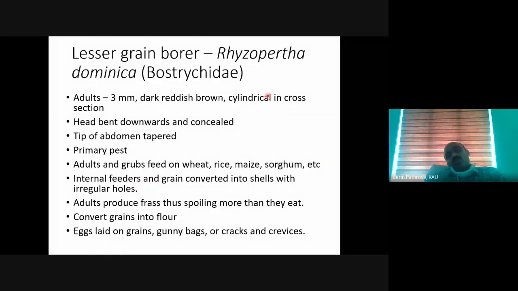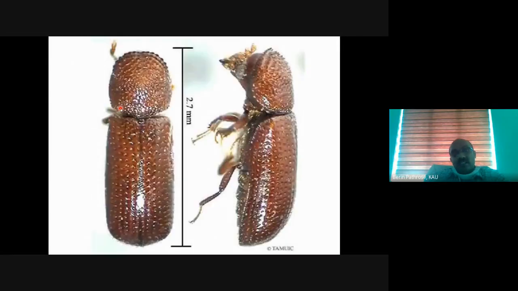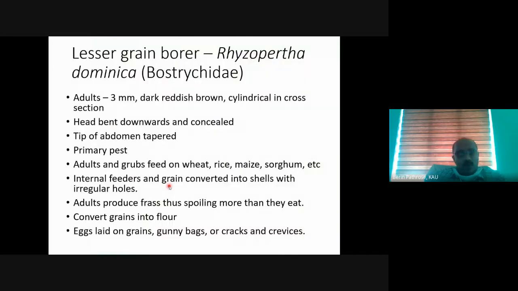And Rhyzopertha also has the same character. The head is bent downward and concealed. The adult size is 3 mm. That is small, dark reddish brown in color, cylindrical in cross section. See, this is almost cylindrical in shape. It is 3 mm in size; here you can see it is 2.7 mm. This is very small, dark brown to black. Normally the color is black when we see in normal situations, but it can be brown also. So it can be brown, dark brown, reddish brown or black.